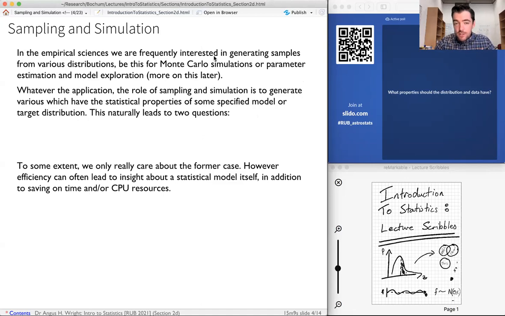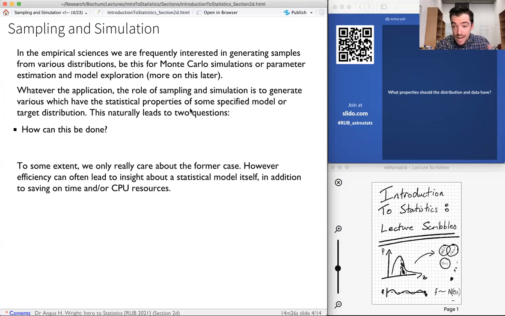So in the empirical sciences, as I said earlier, we're frequently interested in generating samples of data from various distributions. Be that for something which we call Monte Carlo simulations, which we're going to talk about a bit later, or for looking at actual values and models and expectations. Whatever the application, the goal of this process is to generate a series of data that are statistically indistinguishable from the underlying model that we want these distributions to follow, right?